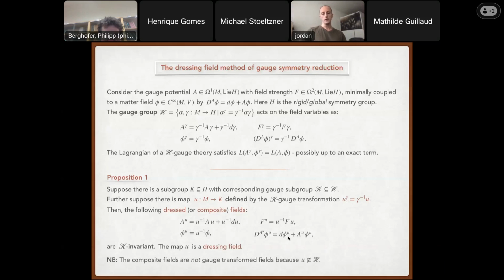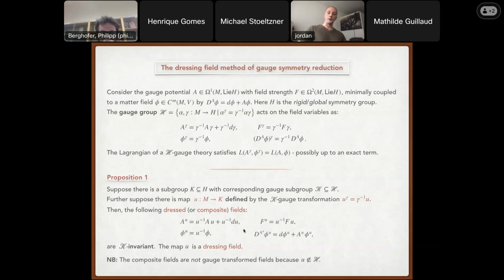The reason being simply that the dressing field U obviously is not an element of the gauge group, right? You just have to look at the way it transforms. The defining gauge transformation of the dressing field is not the one of a gauge group element, right? And so the consequence is that, for example, the dressed objects that you have here are not in the gauge orbit of the original field that they are the dressing of. So I will come back to that later.